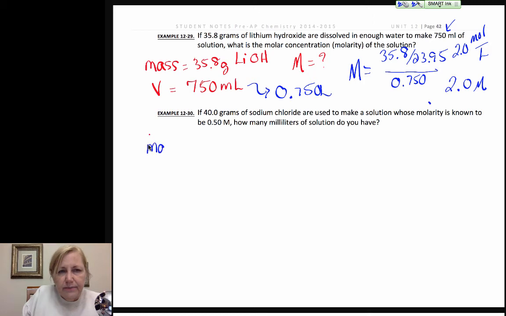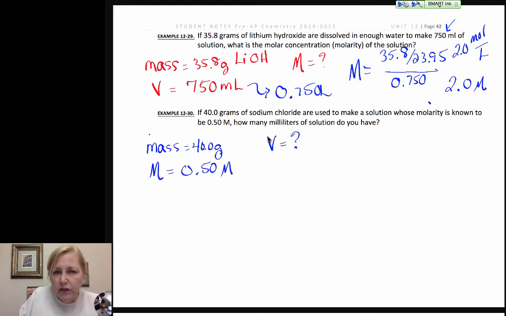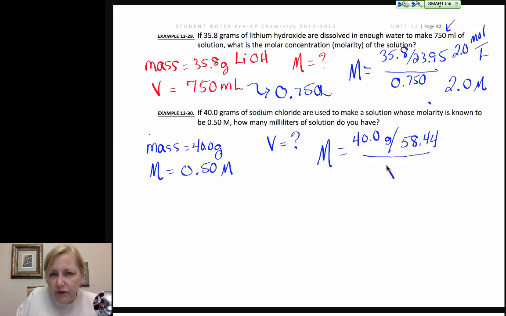List your givens. Mass is 40.0 grams. It's a little tricky. This has an unknown in the denominator, and I know some of you really don't like those at all. 0.50 molar. And my question this time is, what is my volume? So grams are okay. I can go ahead and put that in. So molarity is going to be my mass, which is 40.0 grams, over my molar mass. The molar mass of sodium chloride is 58.44 grams per mole, divided by volume.